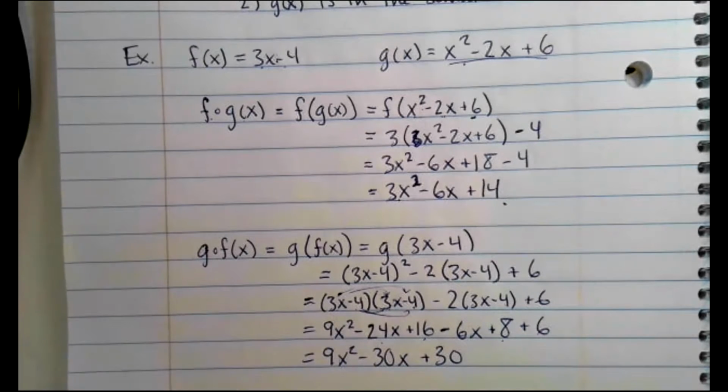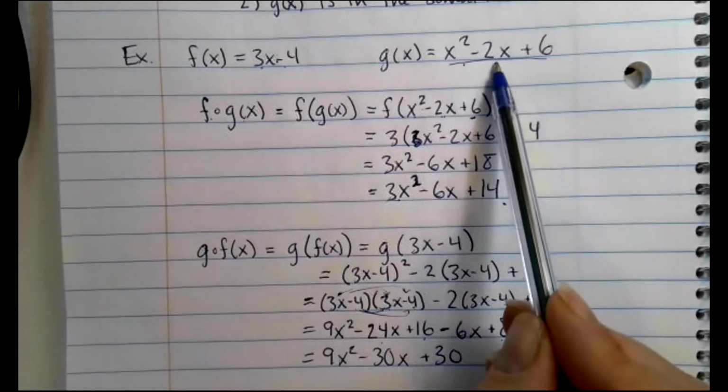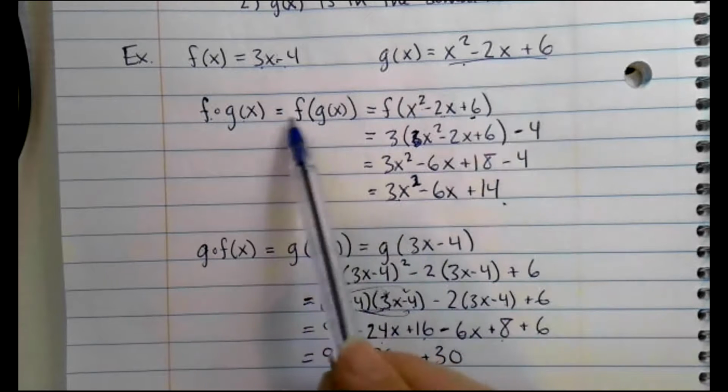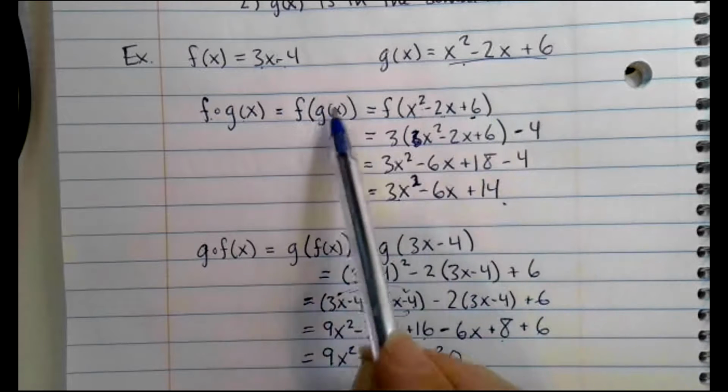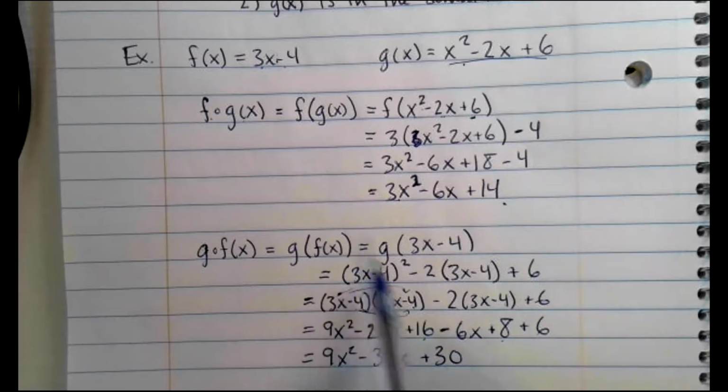So we can take these two functions, 3x minus 4 and x squared minus 2x plus 6, and compose them two different ways. We can do g first and then f. We can do f first and then g, and we get two completely different functions.